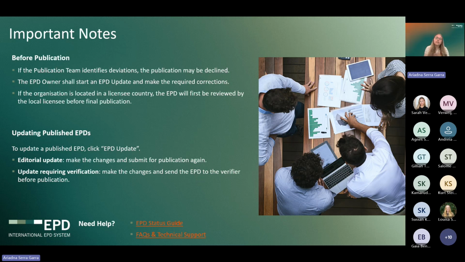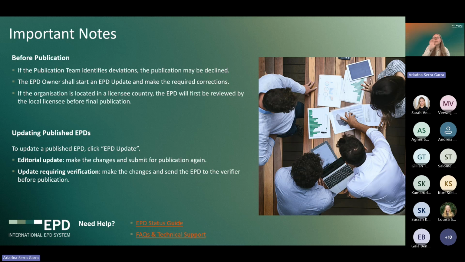And then we have the second type, which are the updates that require re-verification. And those go under the flow that I just described. So they go to the verifier again. And those are more serious or important updates, content-wise or data-wise. So those require re-verification. Then I also added here, need help, at the very bottom of the slide.